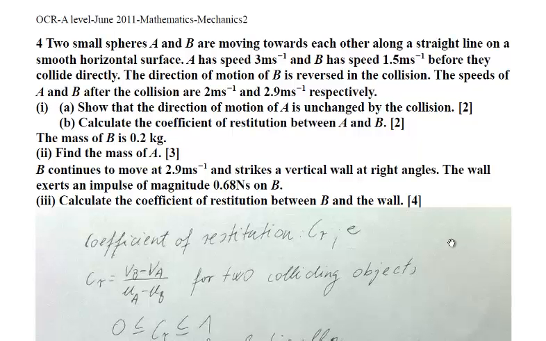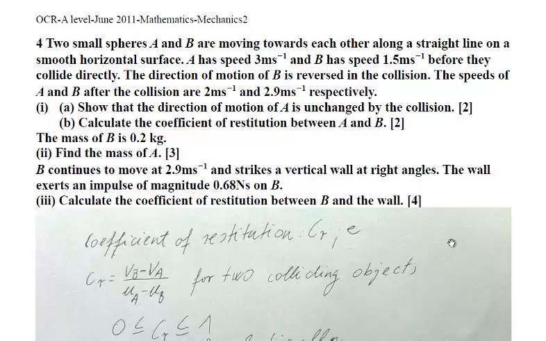Two small spheres, A and B, are moving towards each other along a straight line on a smooth horizontal surface. A has speed 3 meters per second and B has speed 1.5 meters per second before they collide directly. The direction of motion of B is reversed in the collision.